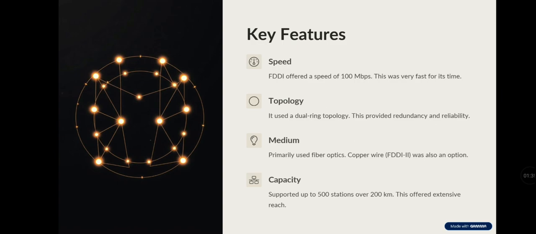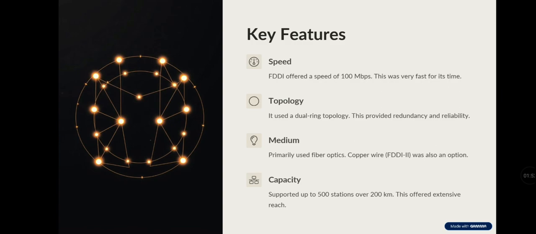Topology. It uses a dual ring topology. Two rings ran in opposite directions: a primary ring which carries the data and a secondary ring which acts as a backup in case of failure.